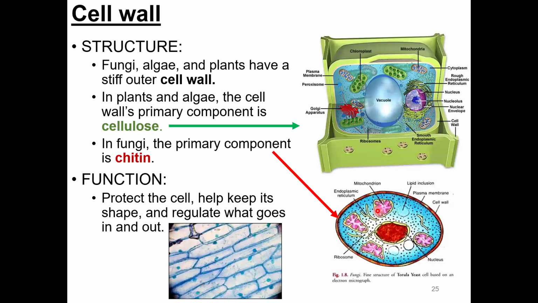So now there's the cell wall, which is basically an outer rigid shell. In plants and algae, its primary component is cellulose, and in fungi, the primary component is chitin. It is basically there just to protect the cell, help it keep its shape, and then regulate what goes in and out of the cell wall itself.